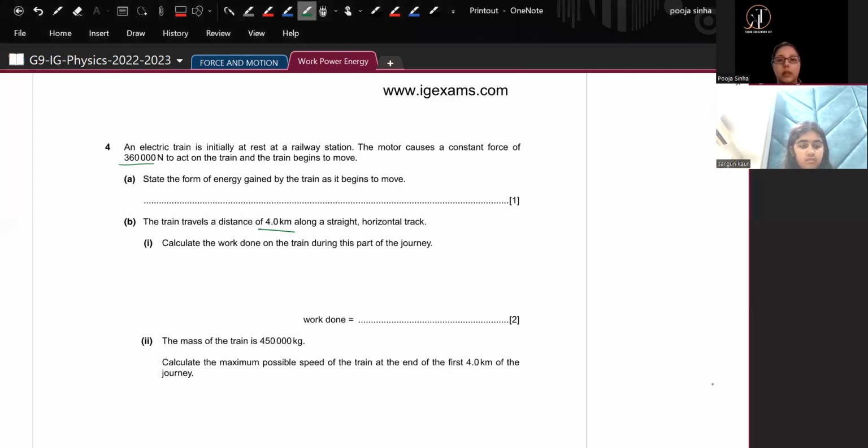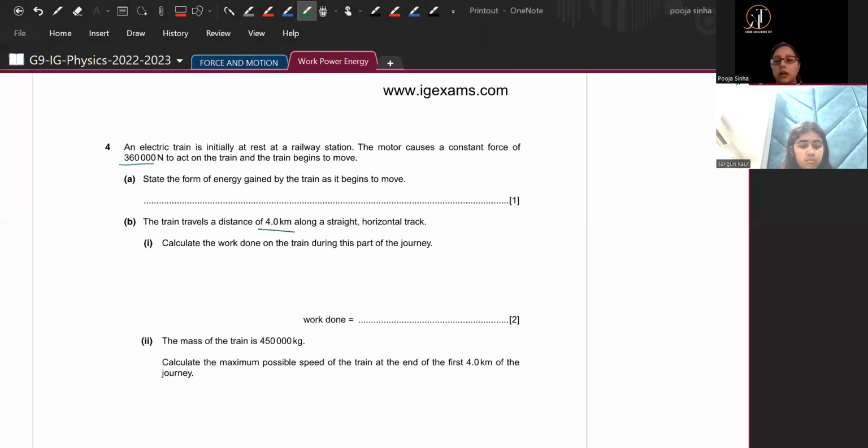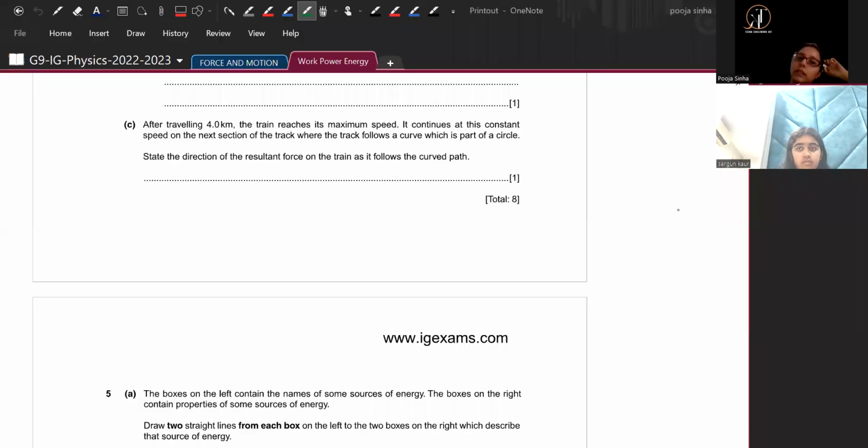Third part. This one says after traveling 4 kilometers, the train reaches its maximum speed. It continues at this constant speed on the next section of the track, where the track follows a curve which is part of a circle. State the direction of the resultant force on the train as it follows the curved path.